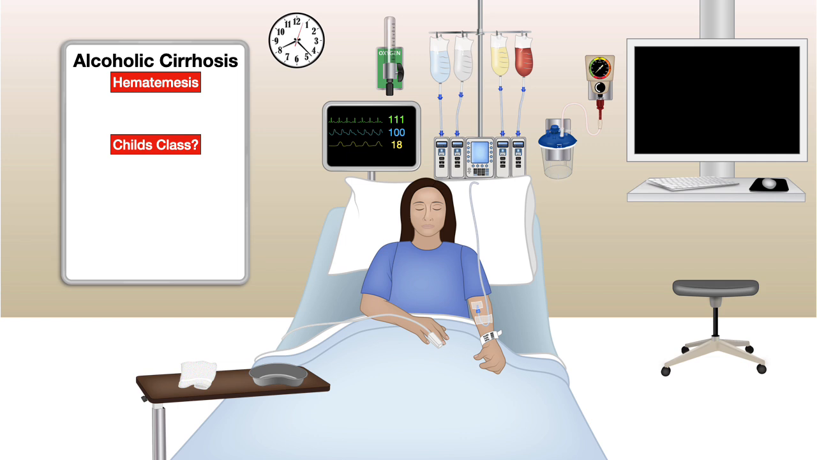In addition to assessing the hemodynamic status and taking the precautions to protect the airway and considering resuscitation of the circulation, you should also quickly figure out the Child-Turcotte-Pugh class of the patient.